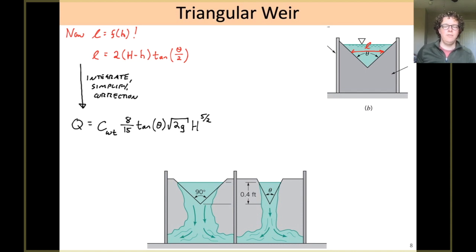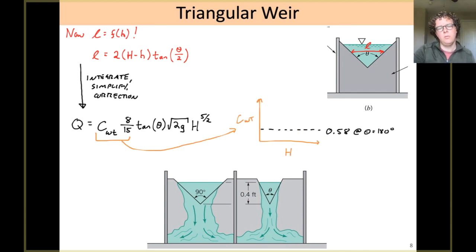And what you get is what I've written here in black. Discharge Q as a function of a weir coefficient for a triangular weir times 8/15 times the tangent of theta times the square root of 2g multiplied by that depth over weir at capital H to the 5/2 power. And again, that weir coefficient, we can try to approximate it in an empirical way.